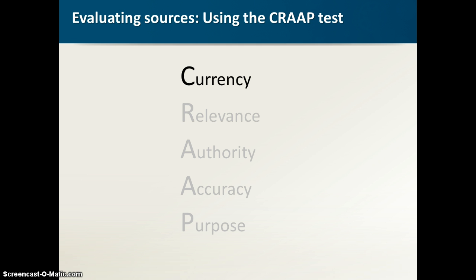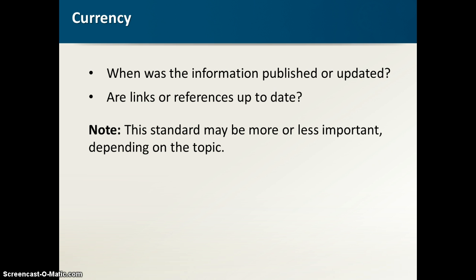So our first standard here is currency, and this has to do with just how up to date the information is. So when was it published? If they're giving you references, are those up to date? The importance of this one honestly will depend a lot on your topic. If you're reading about Shakespeare, Shakespeare hasn't changed a whole lot in recent years. His sonnets are still the same. There are some new understandings of his work, but it's basically the same.